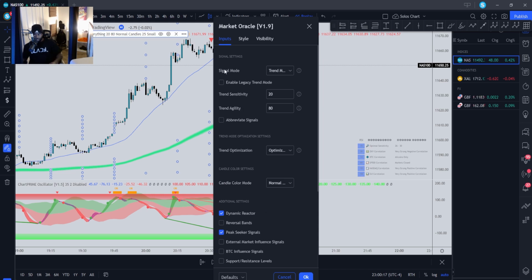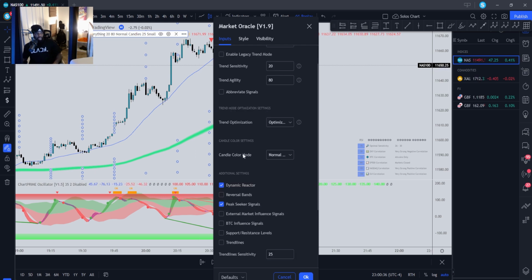Now, if you guys see here, what I already selected is signal mode. I went with trend line mode. One other one I really like a lot is reversal mode. So we're going to play around with that. And then also they have this enable legacy trend mode. We're going to take that all out. Trend sensitivity, this is if you have it enabled, so you don't have to worry about that. Everything else you can just leave how it is because we don't have that going on.